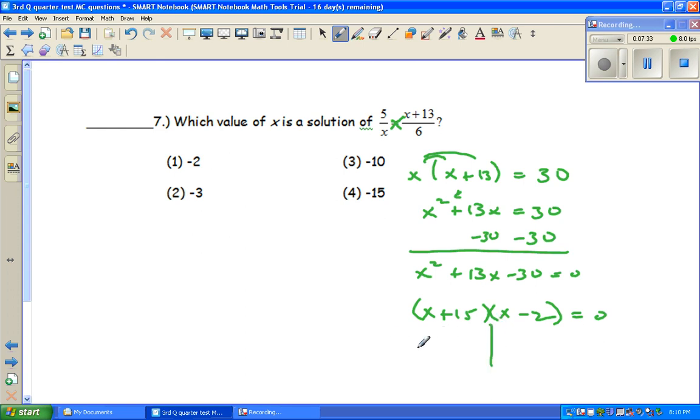We set each factor equal to 0 and solve. So that's -15 and 2. That's no good, that's no good, that's no good. -15 was the answer that was shown.